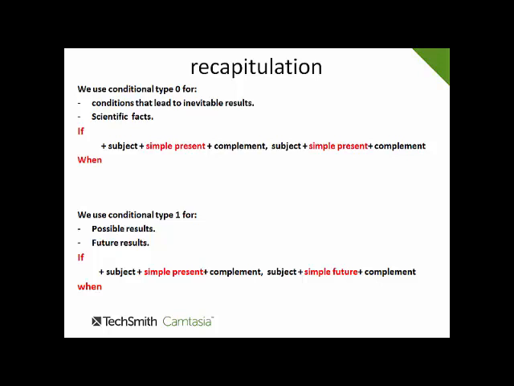And the rule is if or when plus subject plus the verb in simple present plus the complement. Then for the result you start with the subject plus simple present plus the complement. Now for the conditional type 1, we use it for possible results or for future results.